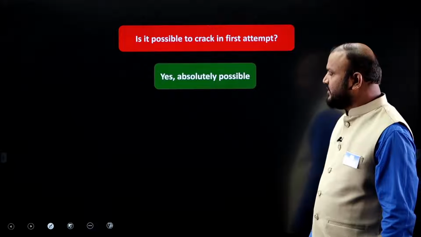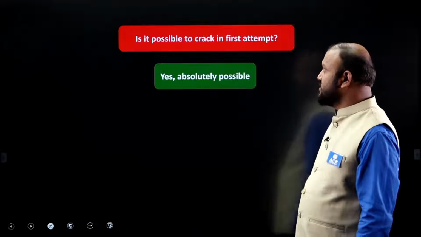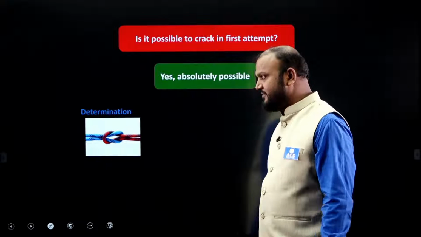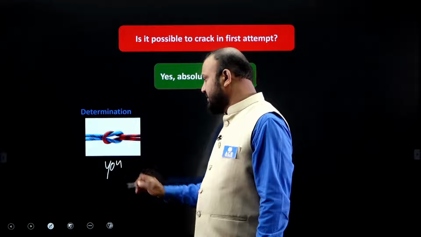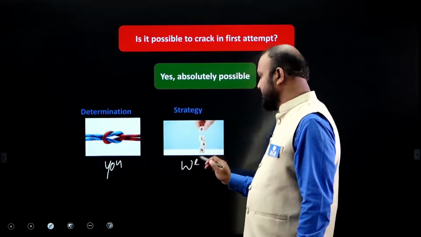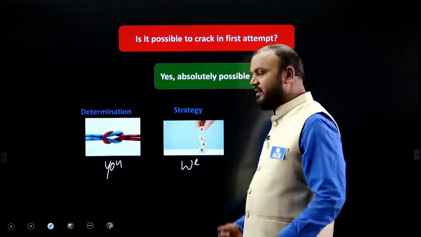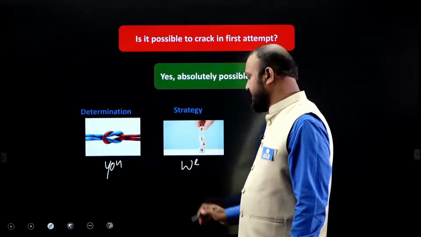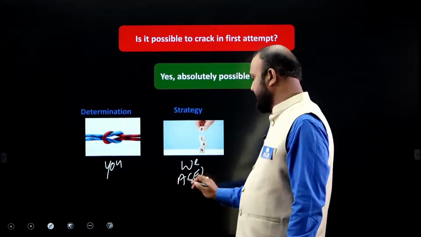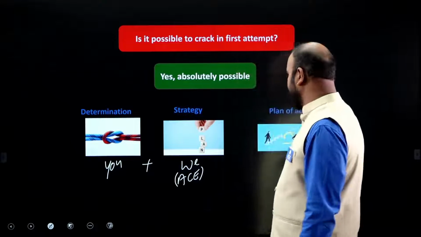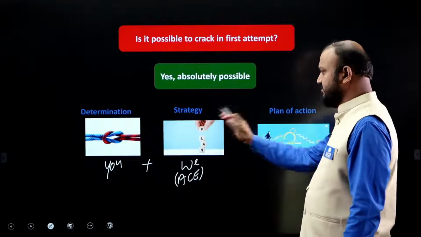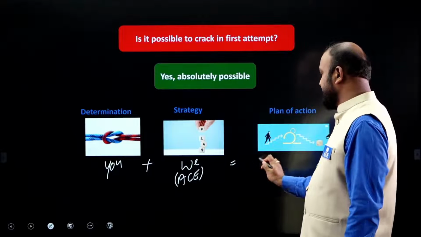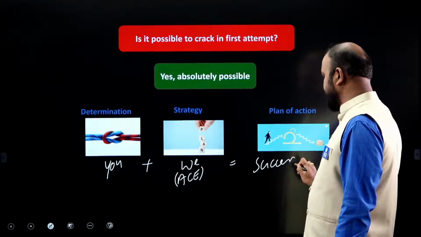Maybe you may be thinking, is it possible to crack it in the first attempt? Yes, absolutely possible. The only thing is you need to have a strong belief. This is you. And we are going to give you the right strategy, because ACE Academy always gives its students the best, the right strategy. This is V, nothing but ACE Academy. And U plus V, we are going to give you the plan of action, meaning you put our strategy in a plan of action so that you definitely get success.